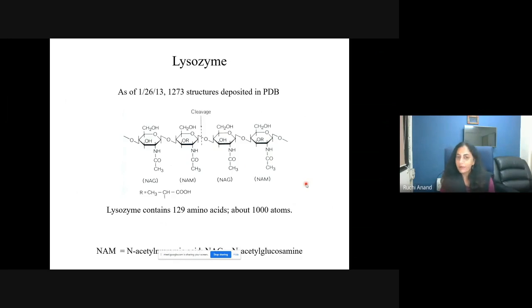So lysozyme is a very common structure and one of the first structures that was determined, and it is used for training purposes when you want to grow crystals, etc. And the function of lysozyme is, it takes the sugars which are presented on the surface of the cell wall, and it cleaves them, and as a result, the whole cell wall disintegrates, and you are able to lyse the cells. That's what a lysozyme does.